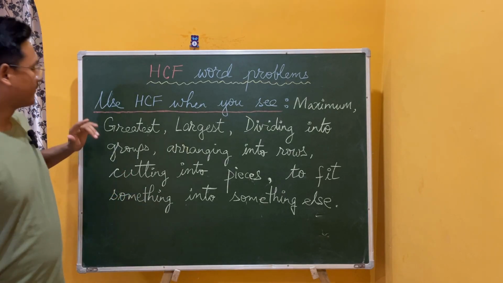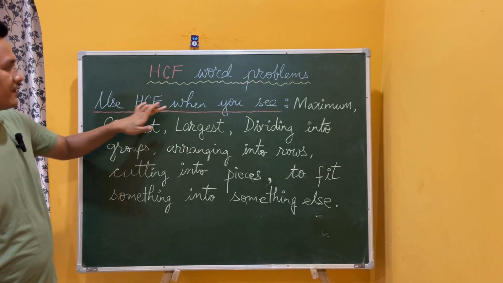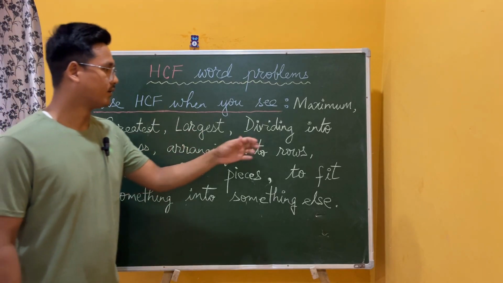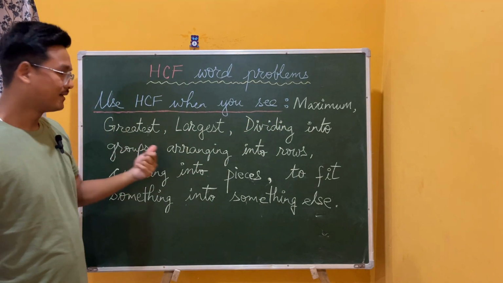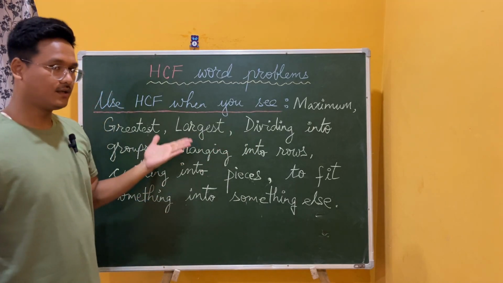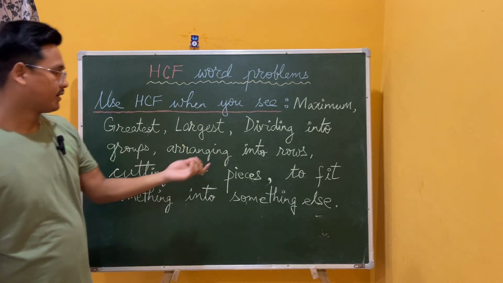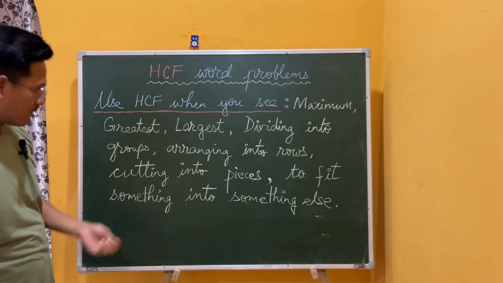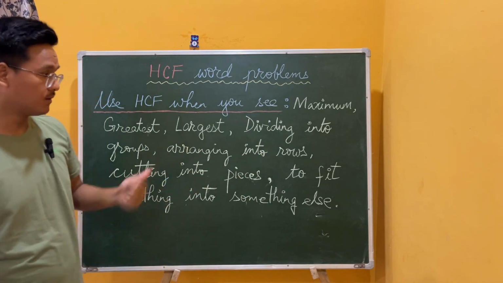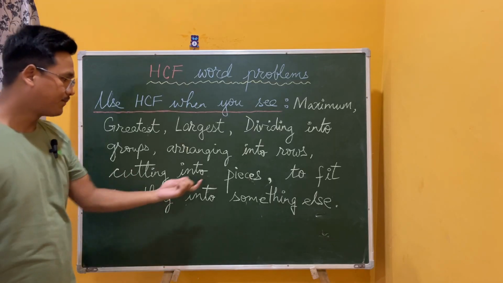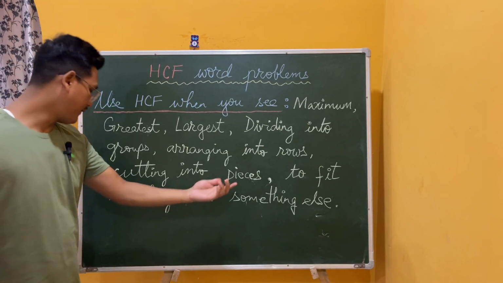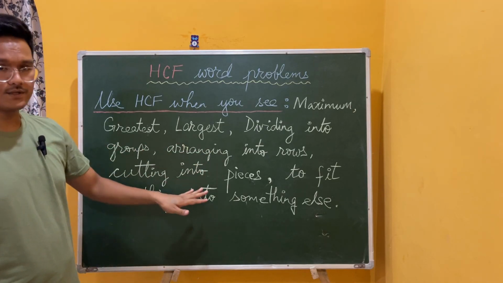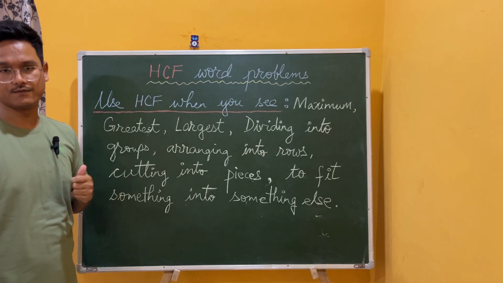So the thing is, use HCF, which means highest common factor, when you see the words maximum, greatest, largest in your question, or a question that says dividing into groups, or arranging into rows or columns, cutting into pieces, or to fit something into something else. So when you see these kinds of keywords in the question, it means you need to apply HCF.